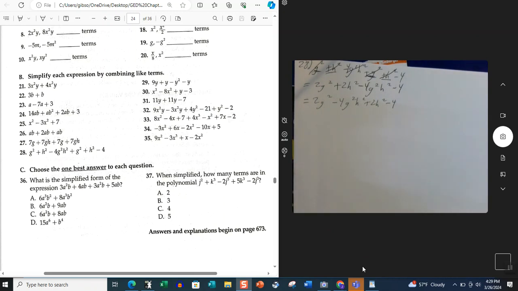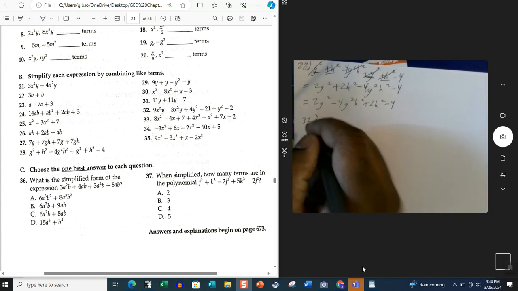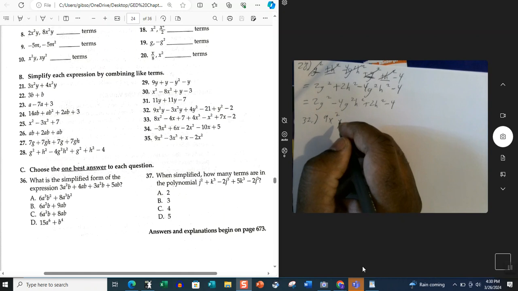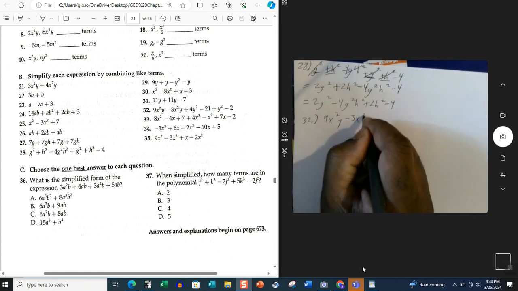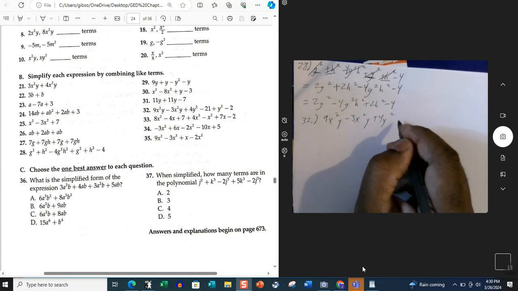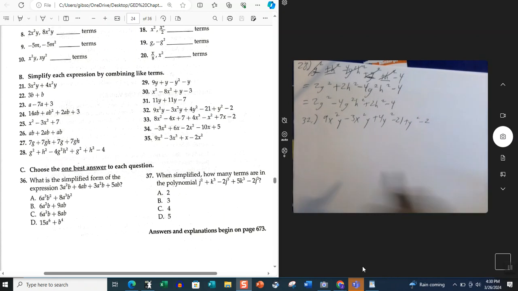Okay, so now I'm just going to do 2 more problems and then we will be done with combining the like terms. And I think 32 and 33 are the best candidates here. So let me do 32. 32 is 9x squared y minus 3x squared y plus 4y squared minus 21 plus y squared minus 2.